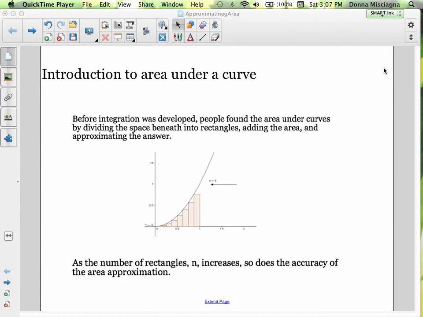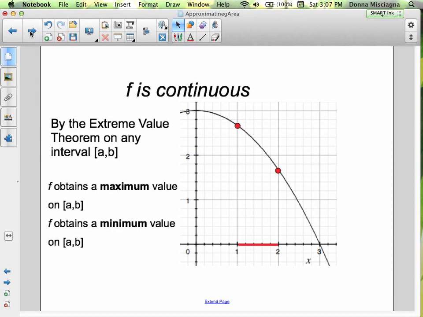So we're taking a step away from antiderivatives. But you'll see later on how these two things, area under a curve and antiderivatives, go together. All right? But let's just look at area under a curve for now.